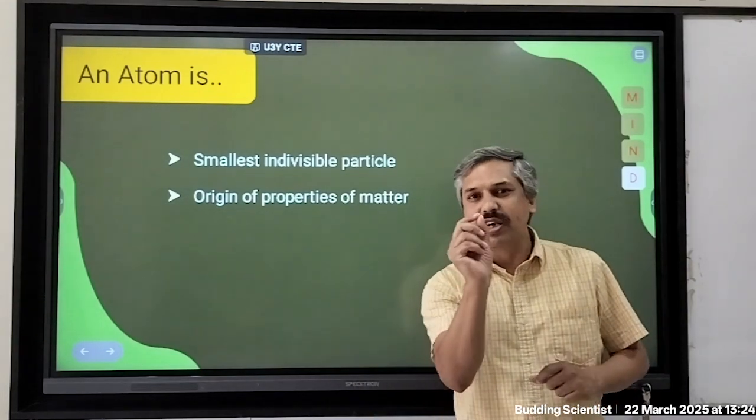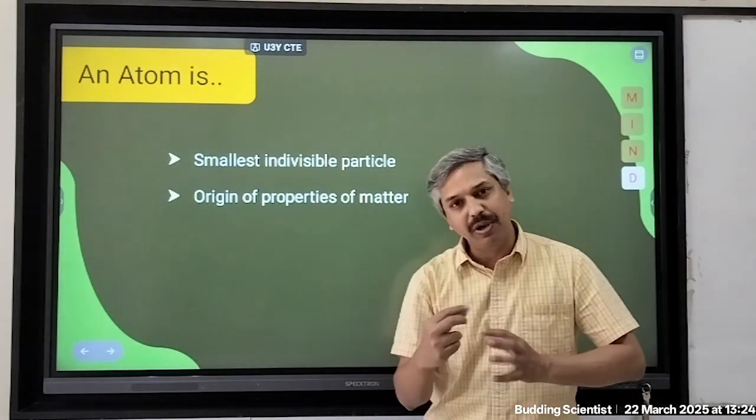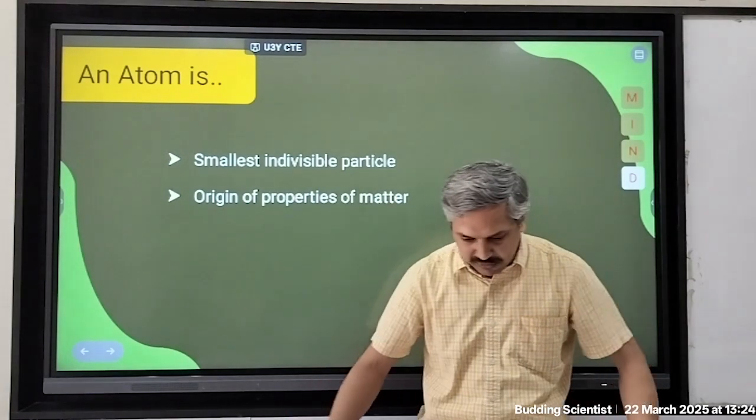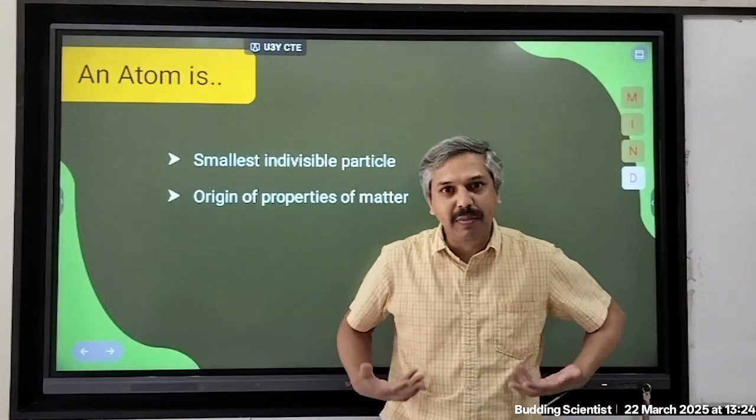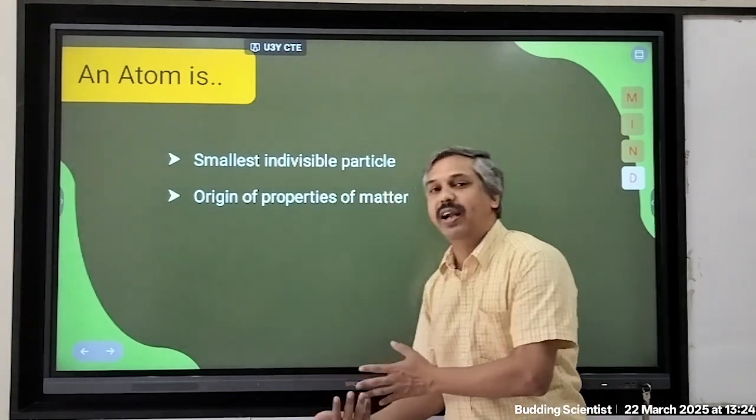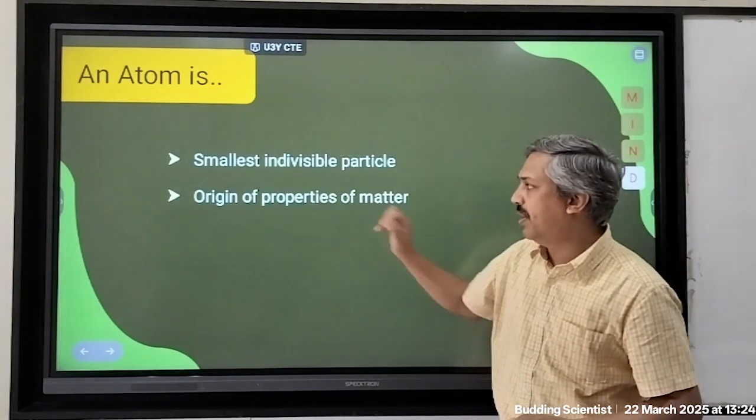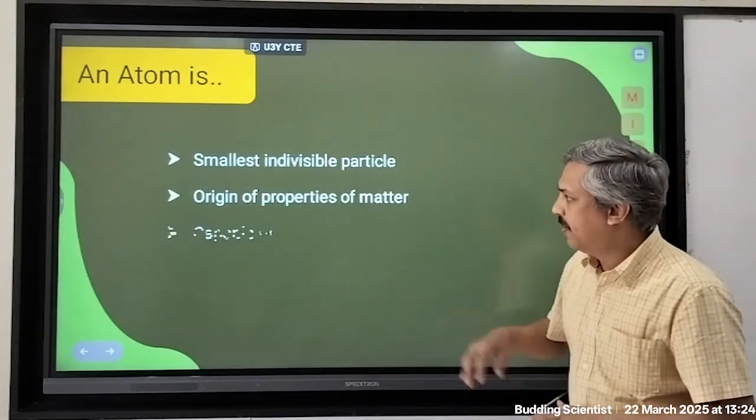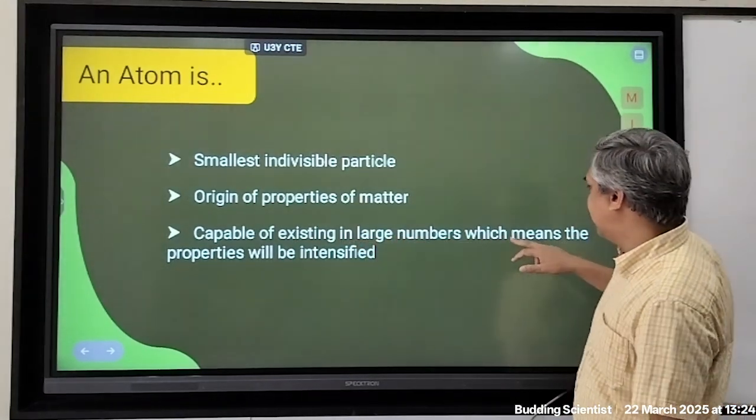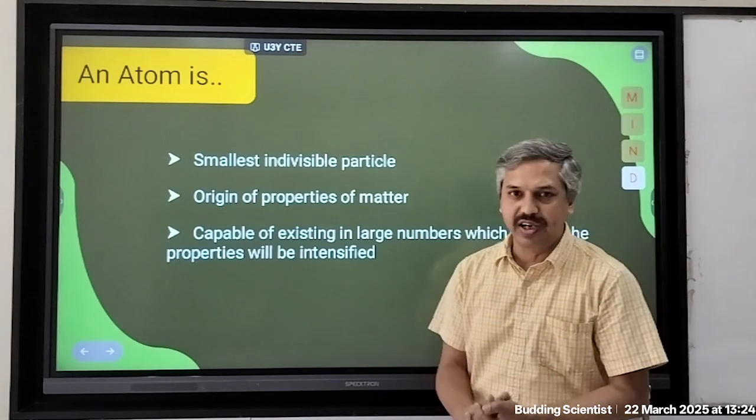The atom has certain heaviness. It is very light because it is very small in size, but although it is light, it has some mass. Because the atom has mass, the atoms put together form this body, and my body has mass as well. So all the properties of matter are because of the property of the atom. The atom is capable of existing in large numbers, which means the properties will be intensified or scaled up.